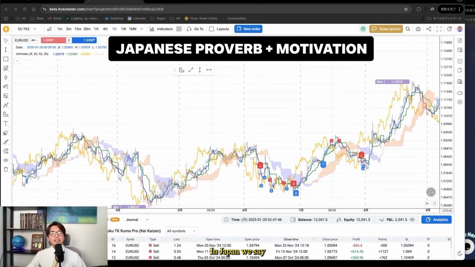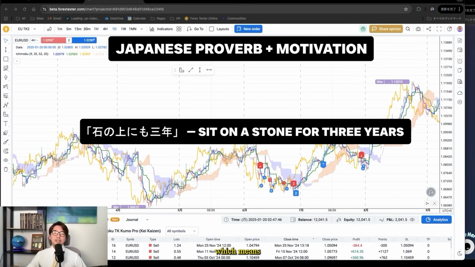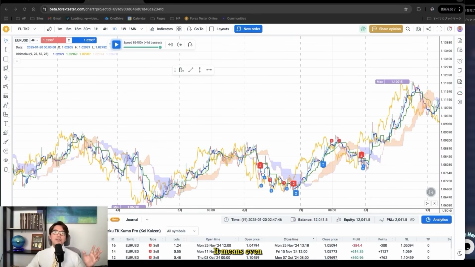In Japan, we say, 石の上にも3年, which means sit on the stone for 3 years. It means even a cold stone becomes warm if you sit on it long enough. Trading is like that. The strategy won't become strong in 1 week, but if you keep testing, keep improving, and keep applying kaizen, then your strategy becomes warmer, clearer, stronger, and unshakable. Forex Tester Online helped me warm the stone faster.